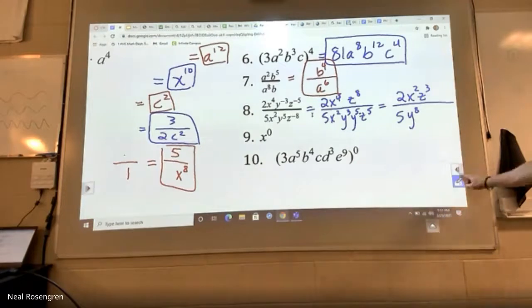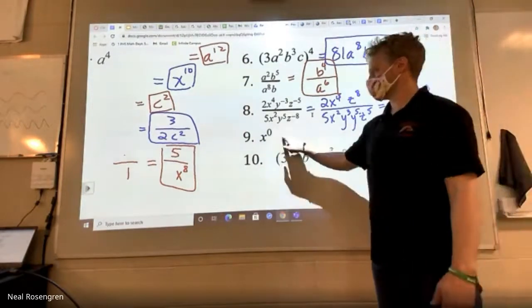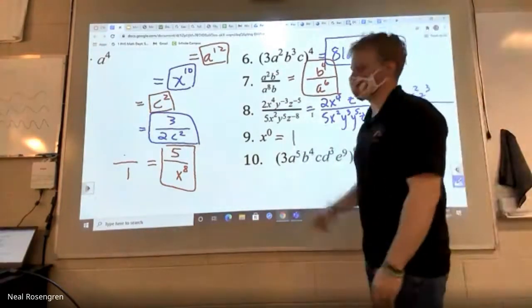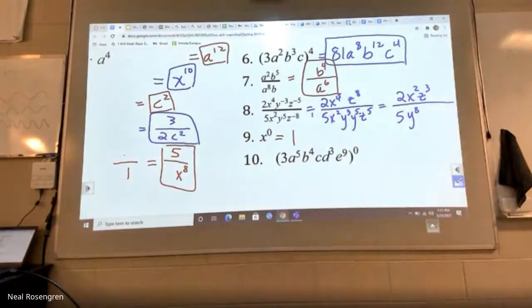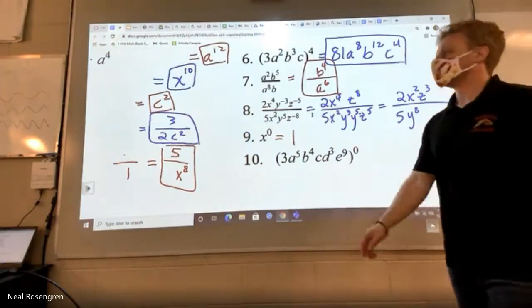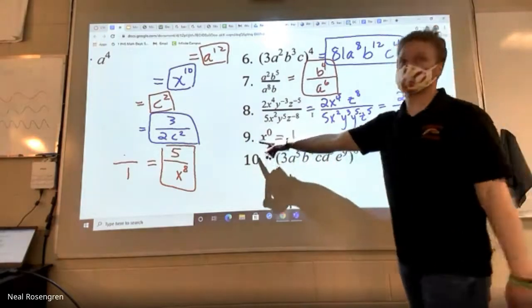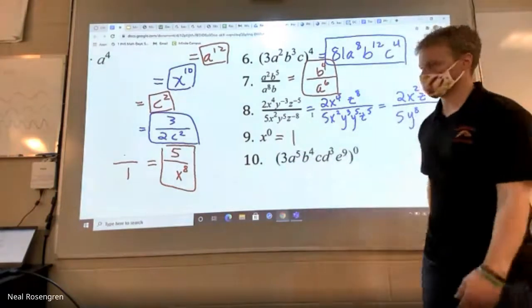What's x to the 0? No, it's 1. Anything to the 0 power is 1. All right, that's what we looked at a couple days ago. I know we didn't practice that yesterday, but if you look back at property number 5 from 2 days ago, I think it was, we looked at x to the 3rd over x to the 3rd and x squared over x squared. And what we saw was that anything divided by itself is 1. So anything to the 0 power is 1.